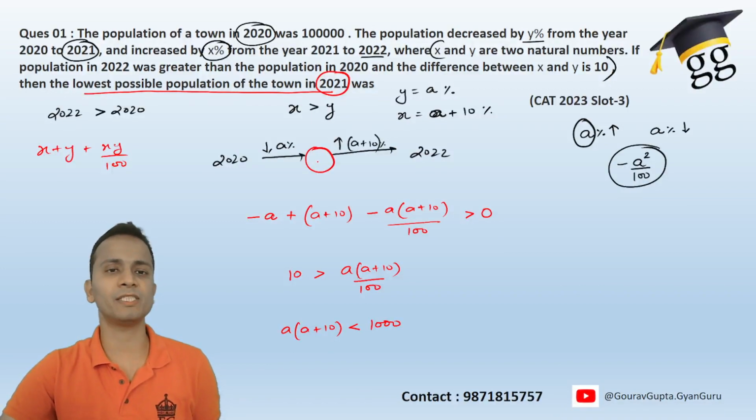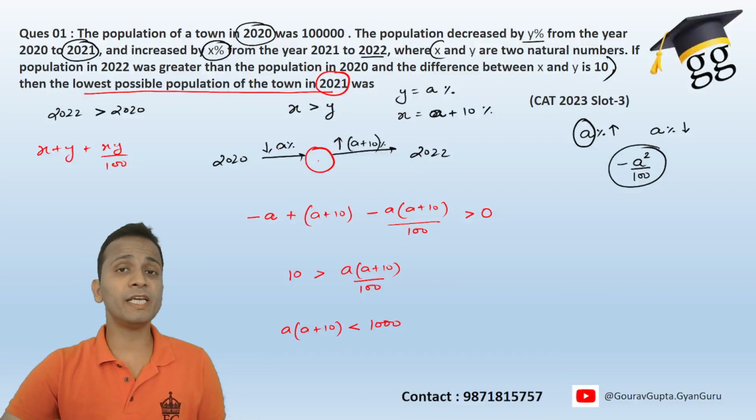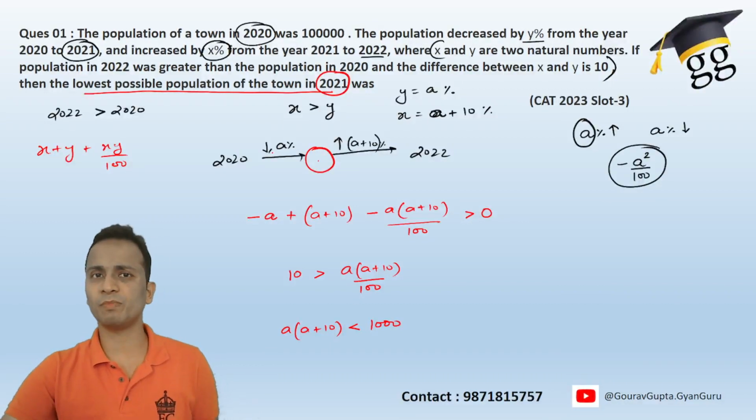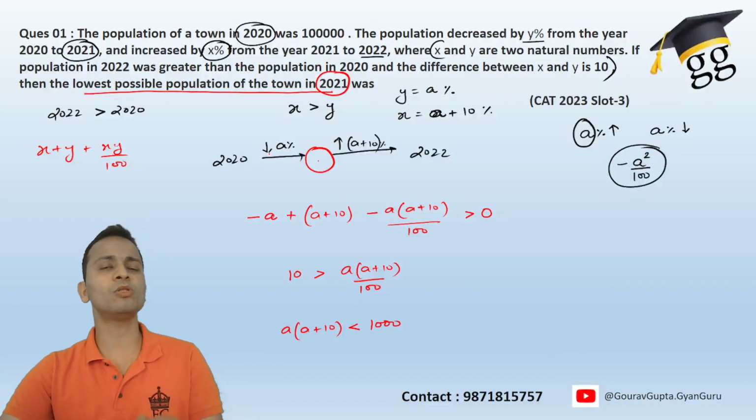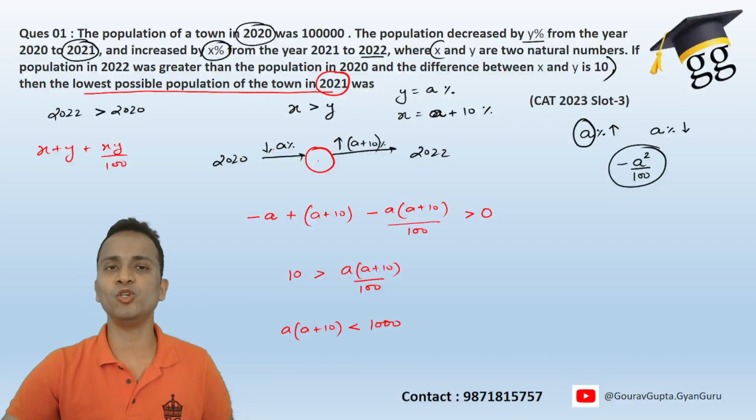We'll have to minimize this population. So, to minimize this population, the percentage decrease should be maximized. जितना ज़्यादा decrease होगा, उतनी कम population होगी. So, that is why I'm looking for the maximum value of A.